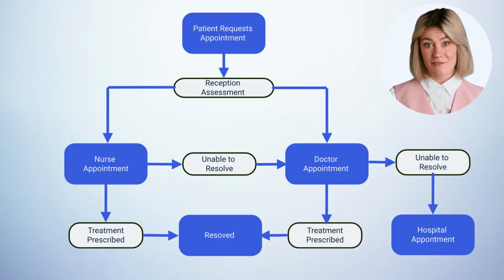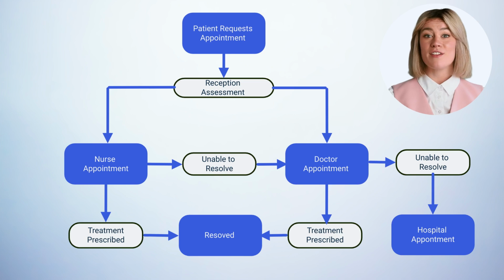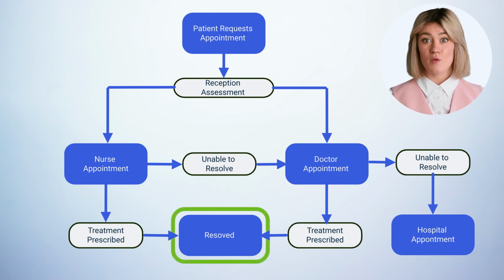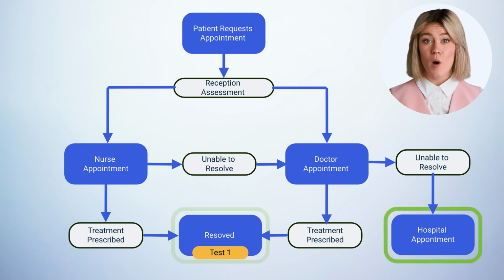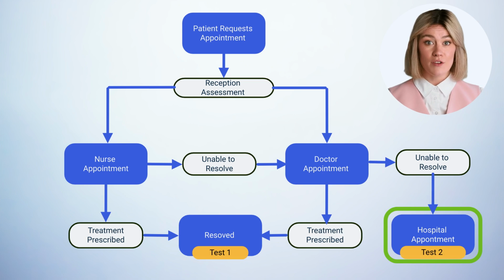Let's look at this process in reverse to see how many final states there are. There are 2 potential end states. The first is when a patient's issue is resolved, so that's one test. There is another final state where a hospital appointment is required for follow-up treatment or analysis, and this would be the second test. What else can we look for?